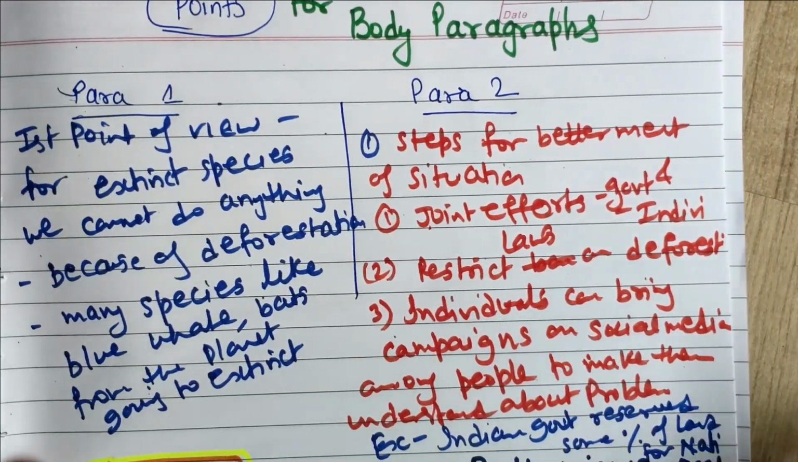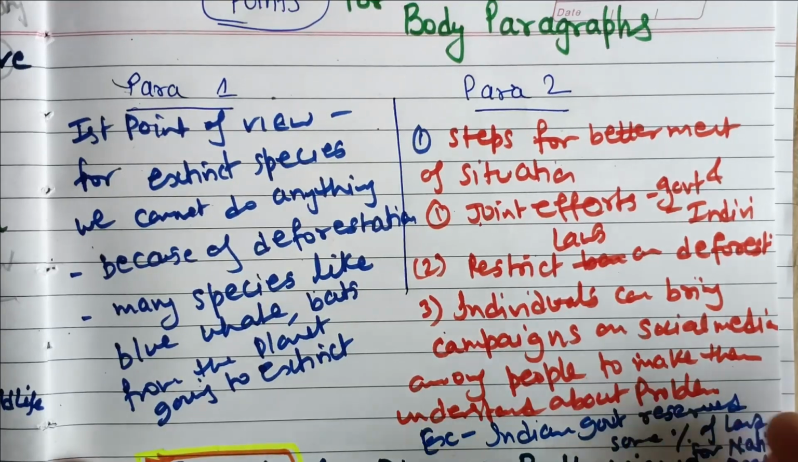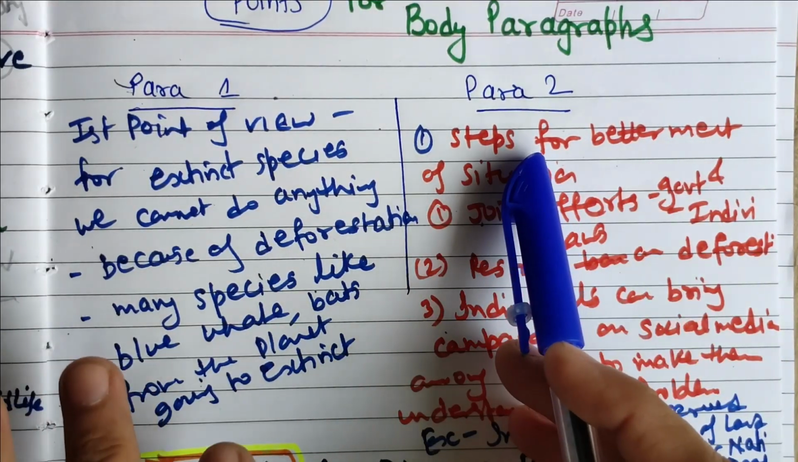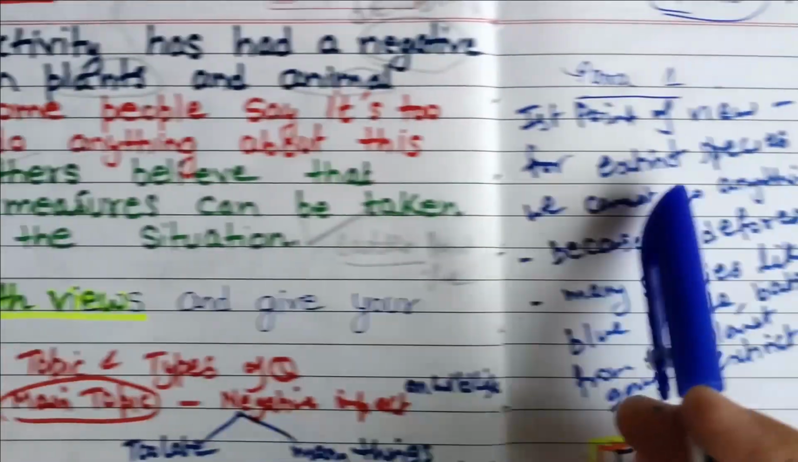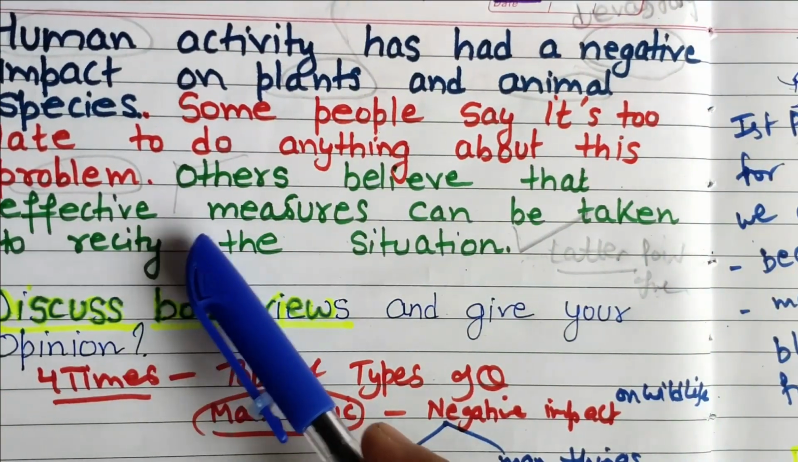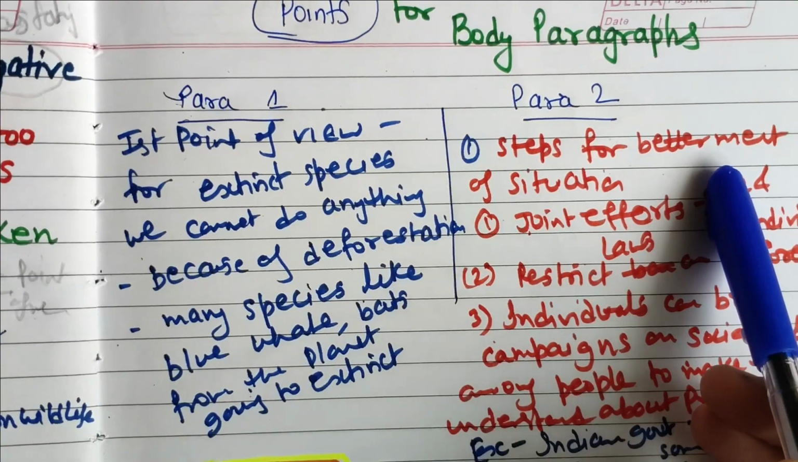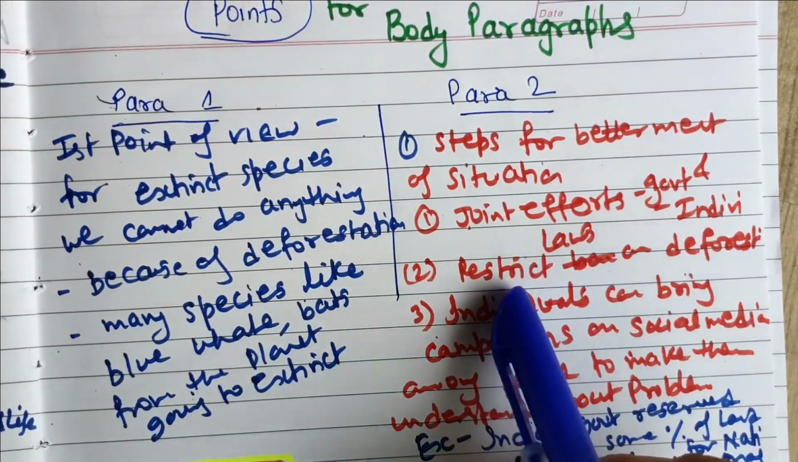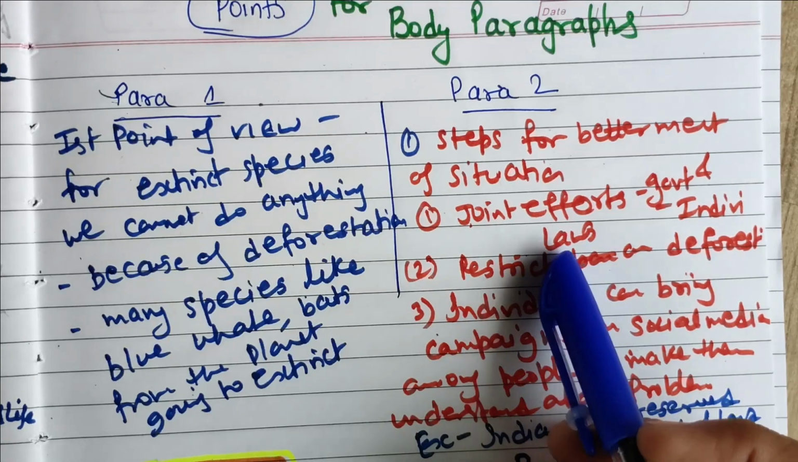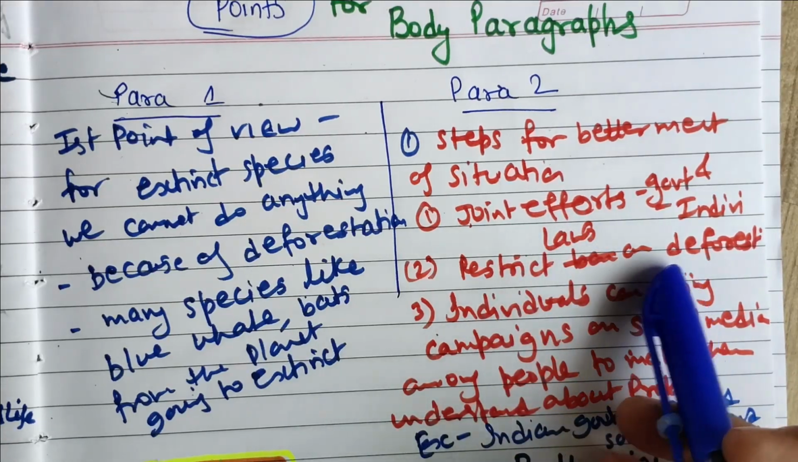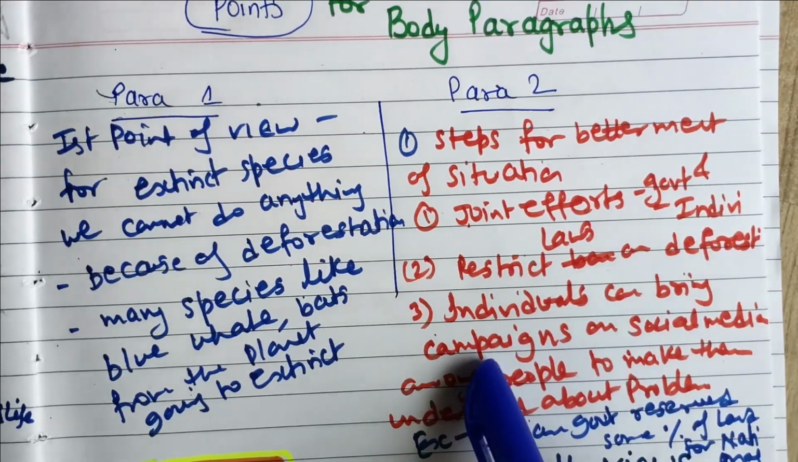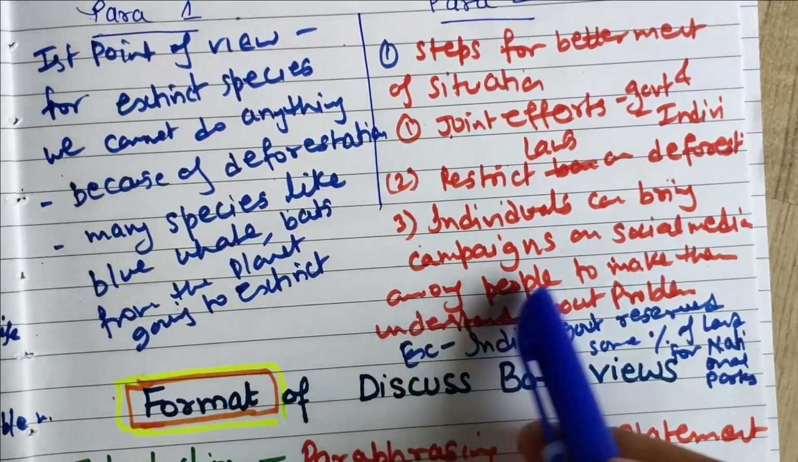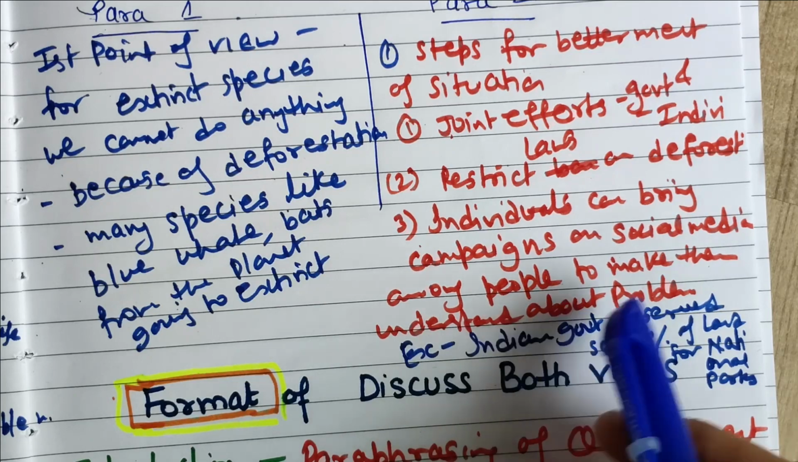Okay, in paragraph 2, what are you going to write? Steps for betterment, meaning we are going to take steps, because here it is given effective measures. So steps for betterment of the situation: joint efforts by government and individuals. The government can make laws on deforestation, and individuals can bring campaigns on social media among people to make them understand the problems.